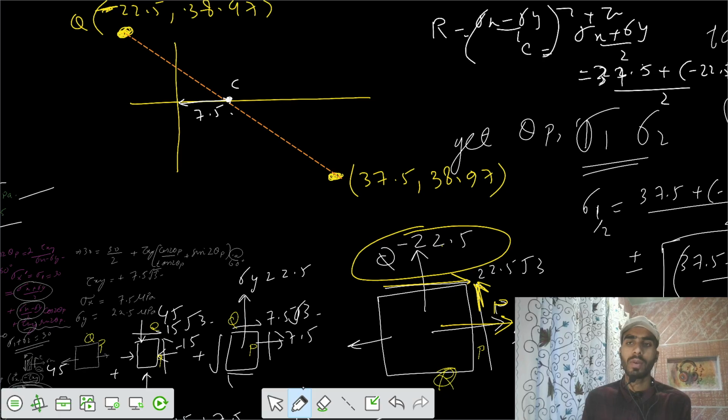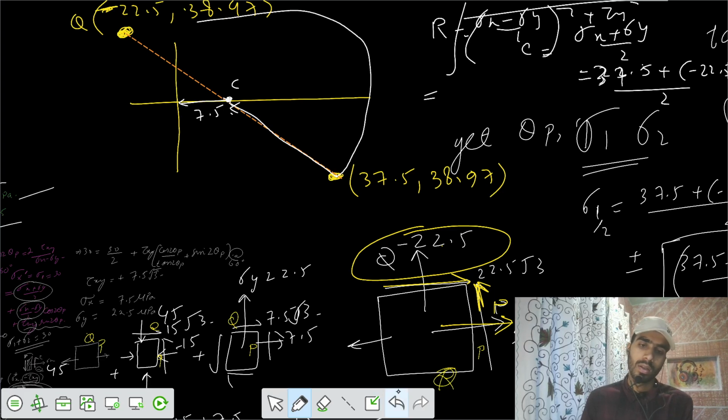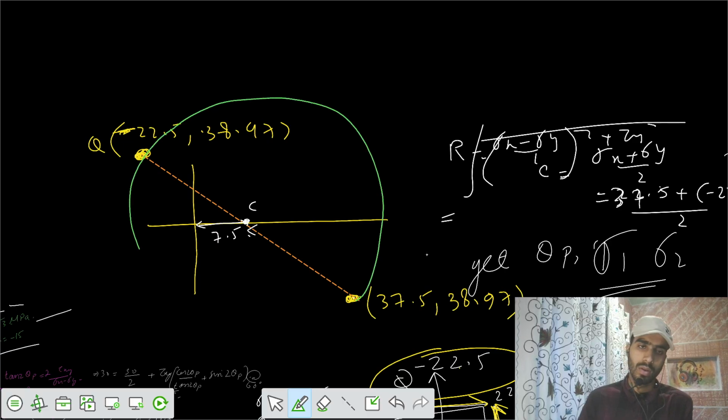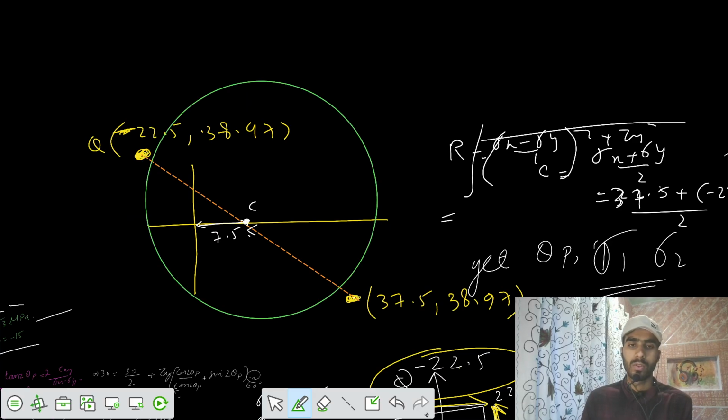y by 2, whole squared, plus tau xy squared, whole square root. Let's say some radius value would be there, and you join. This is our radius value, I would say. So you join. There is some circle formed. So we got the shear stress.